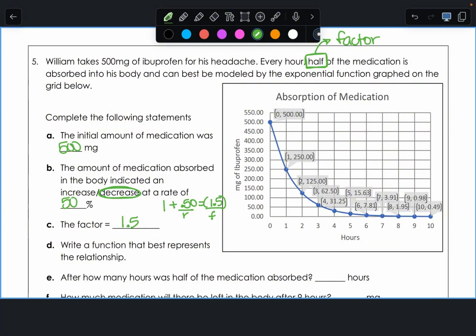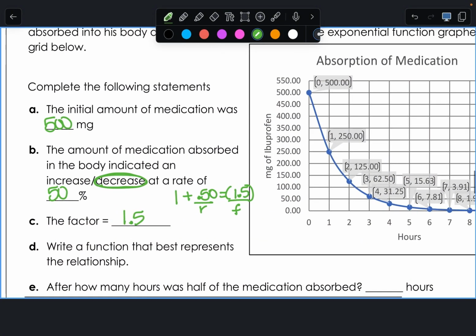So decrease? Oh, decrease, sorry. Yeah, you're right. You were right, Kaylee. I'm sorry. We're decreasing, so you subtract. So 1 minus 0.50 is 0.50. You are right. You're pretty good.